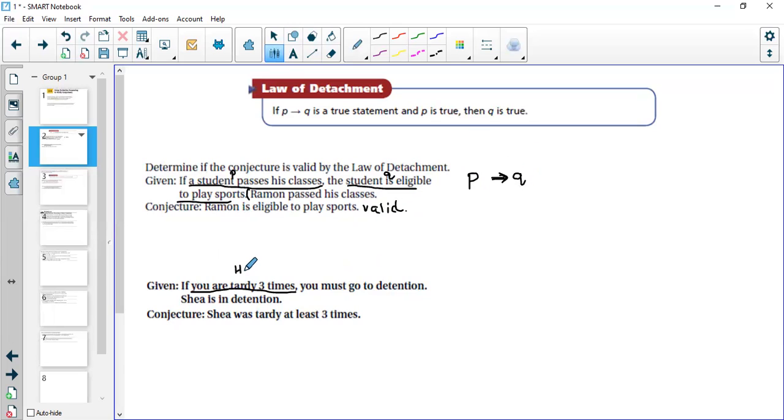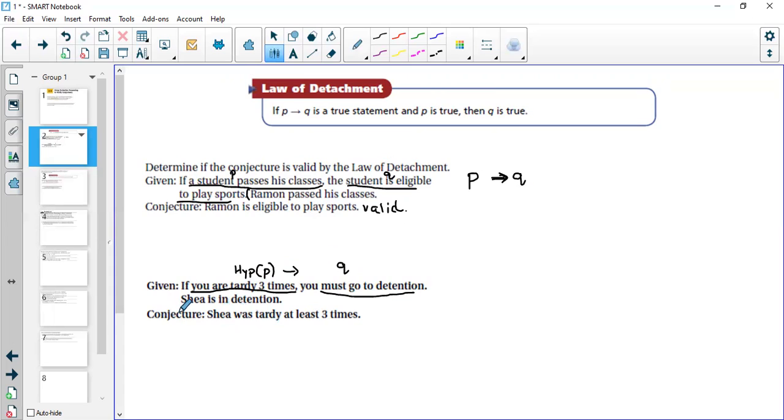So this is the hypothesis, which is called P. "You must go to detention" is the conclusion. So this becomes Q, which is the conclusion. So tardy 3 times, you go to detention, right? So the situation given for us is Shia is in detention.